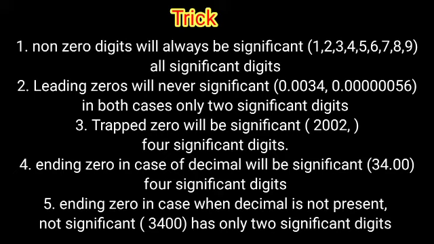If we talk about the ending zeros, there are 2 cases in the ending 0. If the decimal is present or not. If the decimal is present, ending 0 will be significant. If decimal is not present, ending 0 will not be significant.